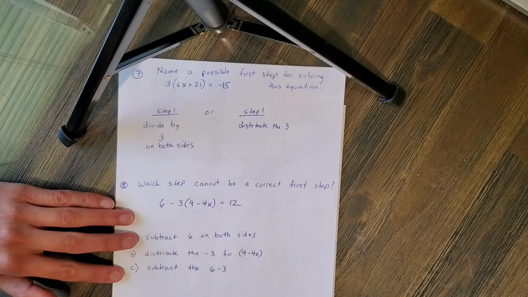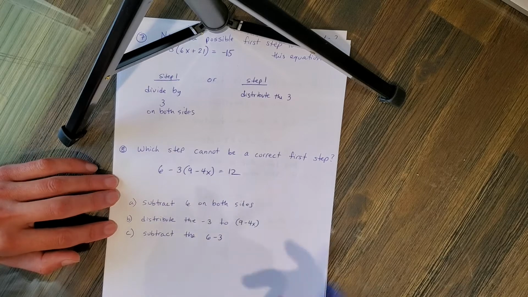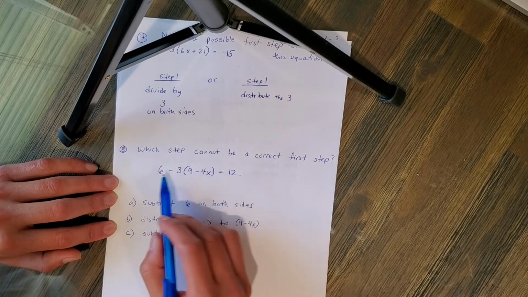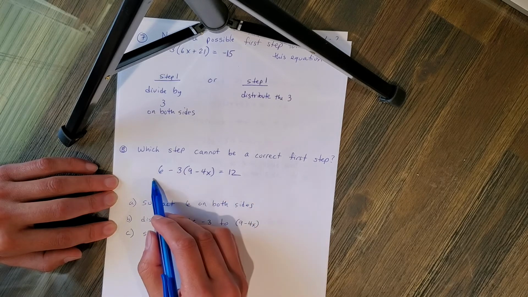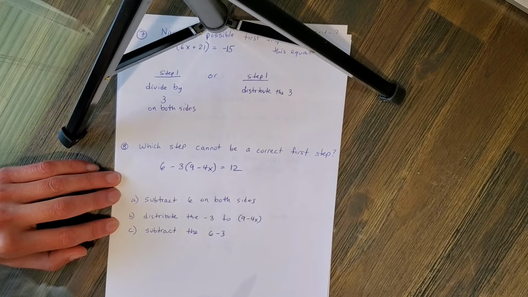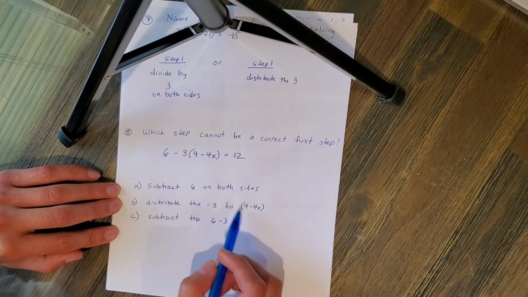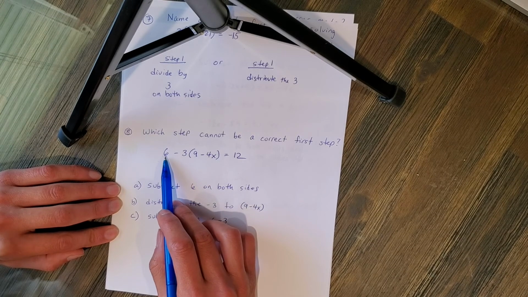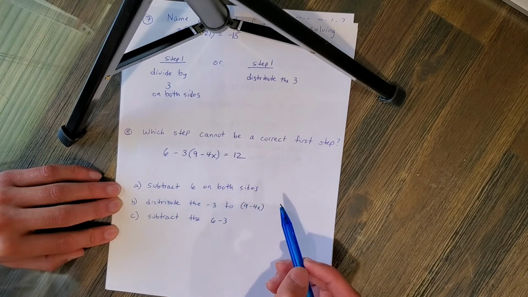Okay, next. Which step cannot be a correct first step? So let's see what they do here. Can we subtract 6 on both sides? Sure you can. Yes, I could. So there's a 6 here. I can undo the 6 by subtracting 6 on both sides. So that's definitely one of the correct steps for the first step. What about the negative 3? Can I distribute that to this one here? Yes, I could also. I would just be left with 6 minus 27 plus 12x.